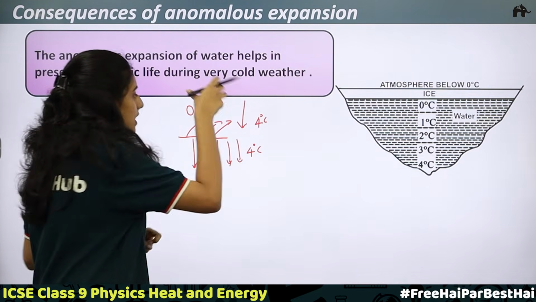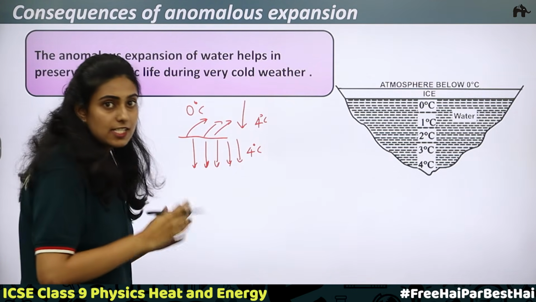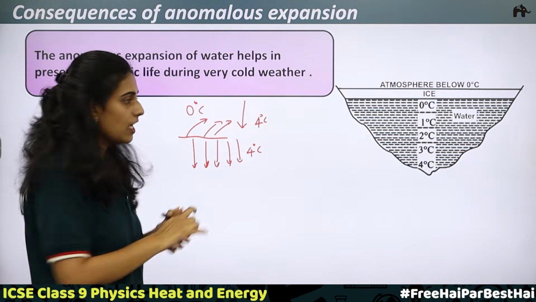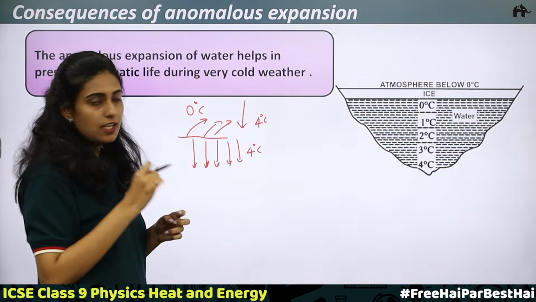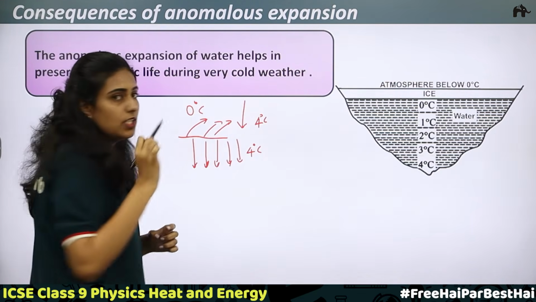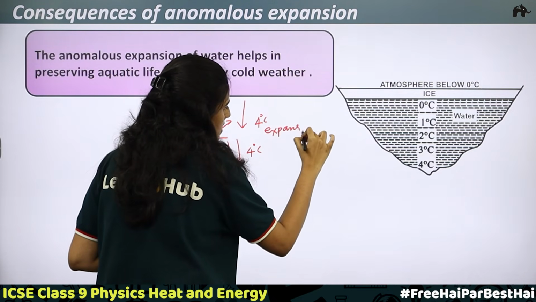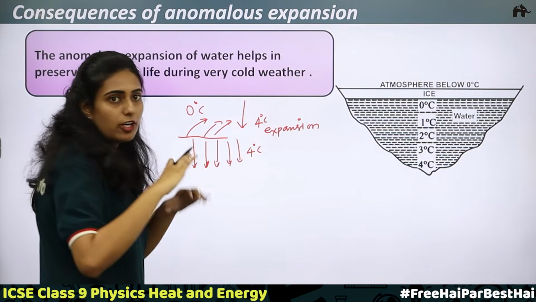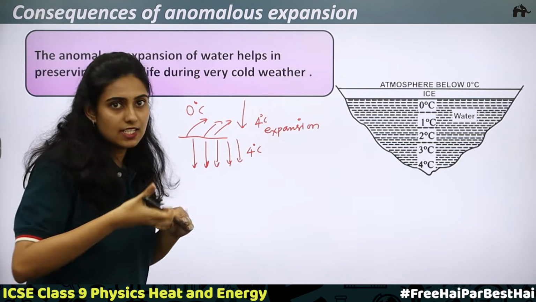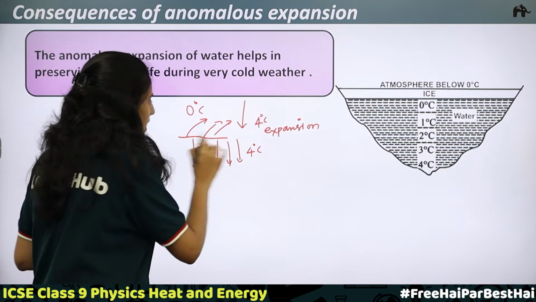So when the temperature goes below 4 degrees Celsius, what happens? Below 4 degrees Celsius, there is anomalous expansion of water, so no more contraction will be happening. For the surface layer, when the temperature is below 4 degrees Celsius, expansion will start. Expansion means the volume is increasing, so what is happening to the density? The density is decreasing. Density decreases means it won't go to the lower layers. It will stay here itself.